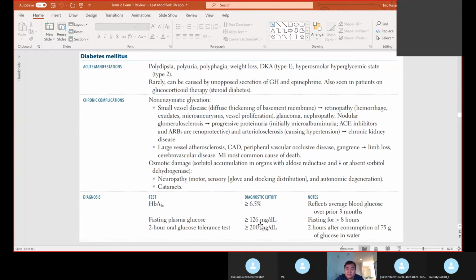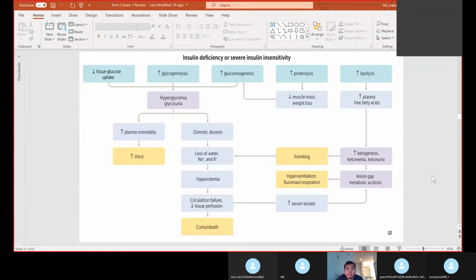How are we going to diagnose DM? Check for HbA1c. If it's more than 6.5, diabetes. Check for fasting plasma glucose. If it's more than 126, it's diabetes. Check for OGTT, 2-hour oral glucose tolerance test. If it's more than 200, it is diabetes.